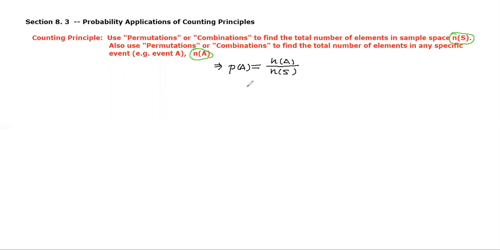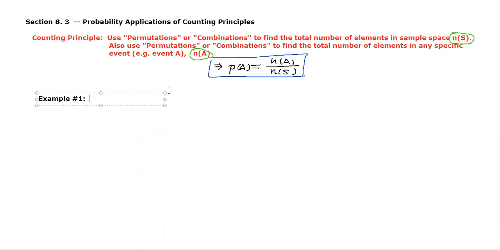When we do this type of problem, the first thing we need to do is see how many elements we have in the sample space, and then see how many we have in the event. All right, let's take a look at some examples. Example number 1.